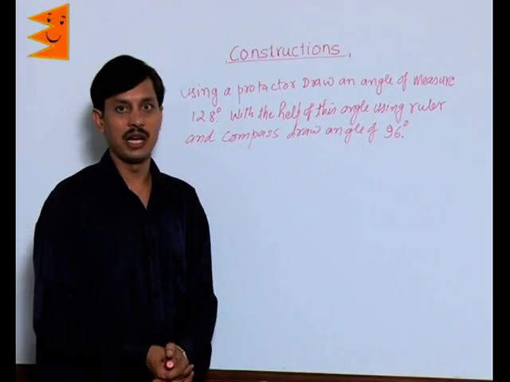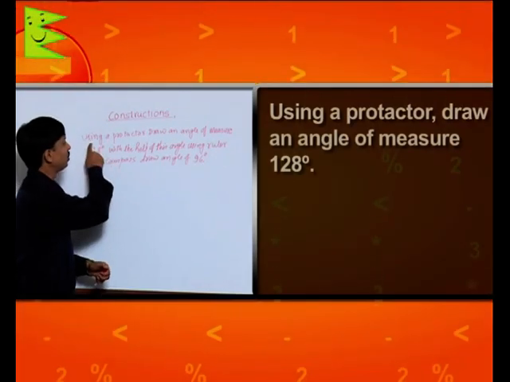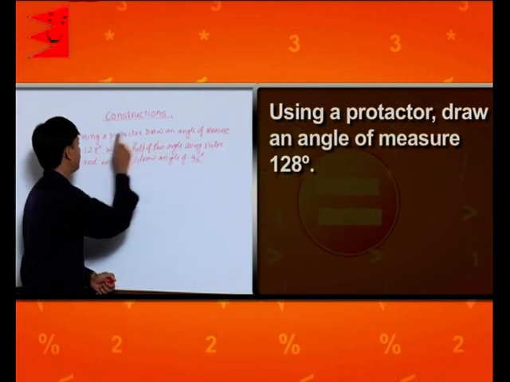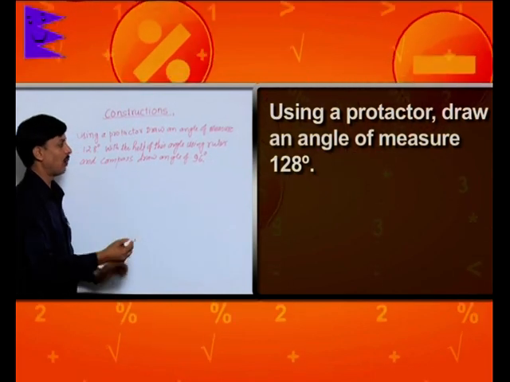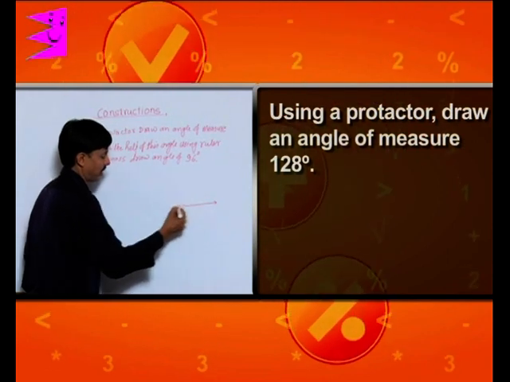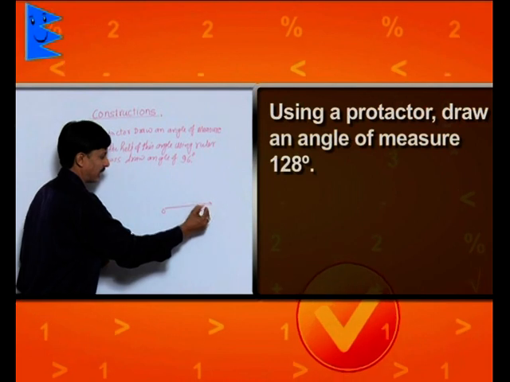One special type of construction of angle I am taking is using a protractor. Draw an angle of measure 128 degrees. First of all, with the help of a protractor, it is so easy and convenient to draw any angle.